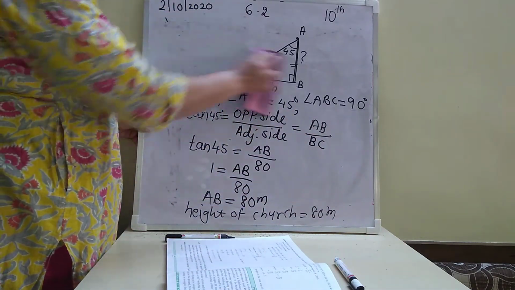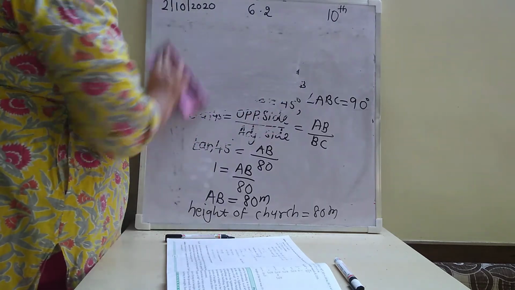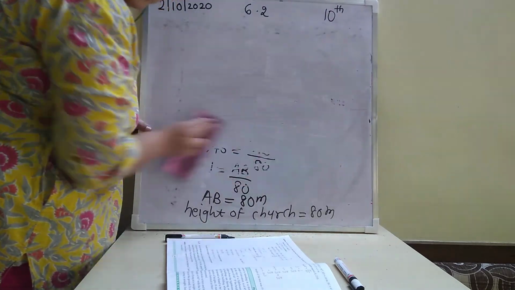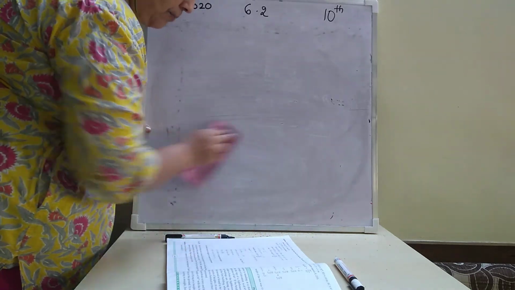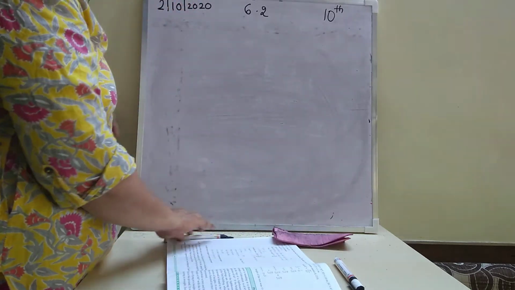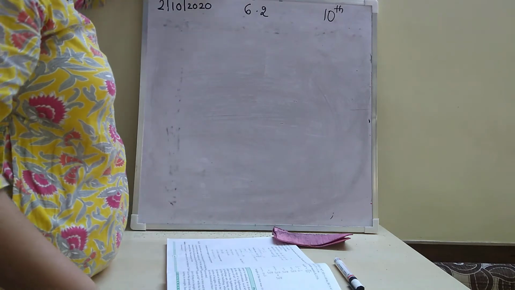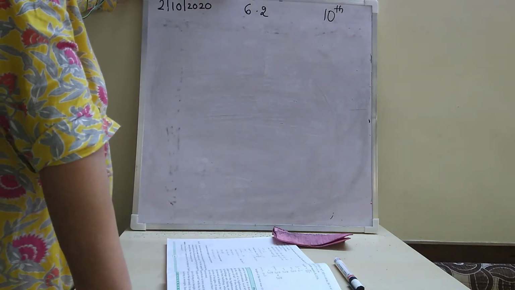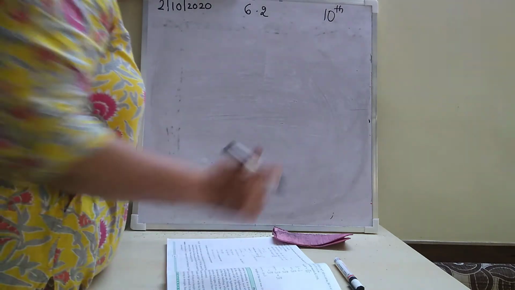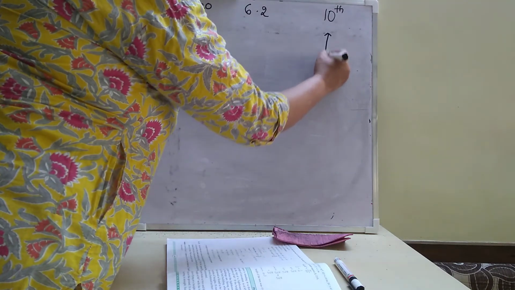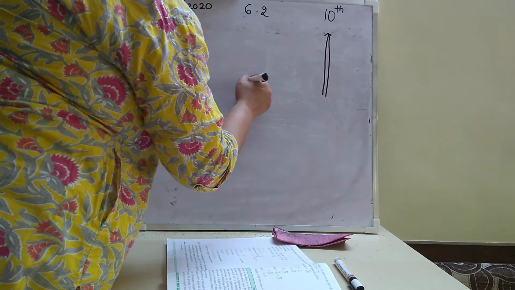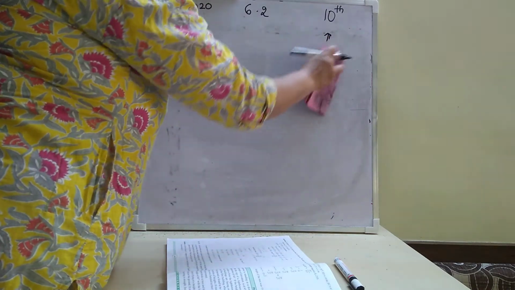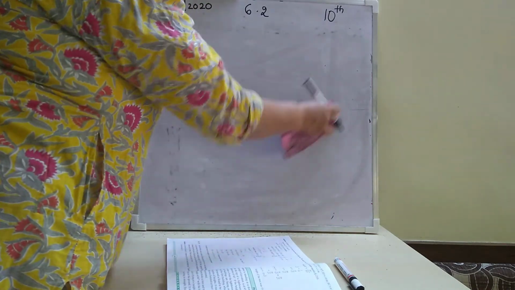Okay, now see the second sum. By the time you read it, the second sum is from the lighthouse. From the top of a lighthouse, an observer looking at a ship makes an angle of depression of 60 degrees. You know, we saw the lighthouse in Ratnagiri. If you go sometime, there is a large lighthouse, and you are allowed to go over there and see it.